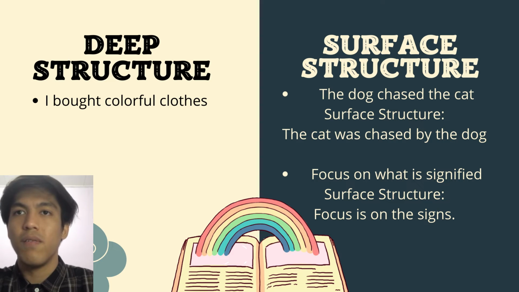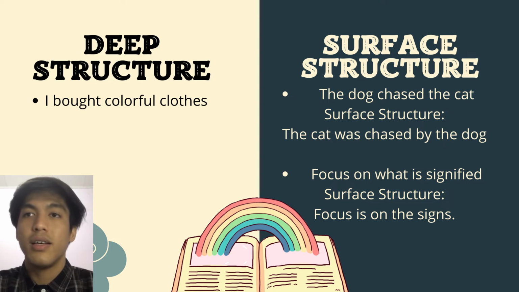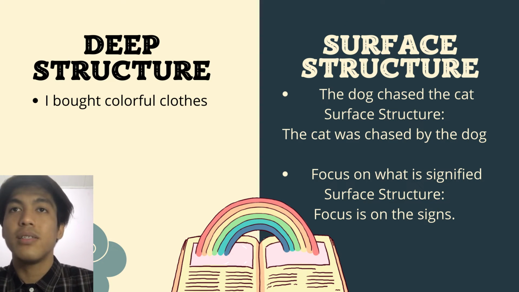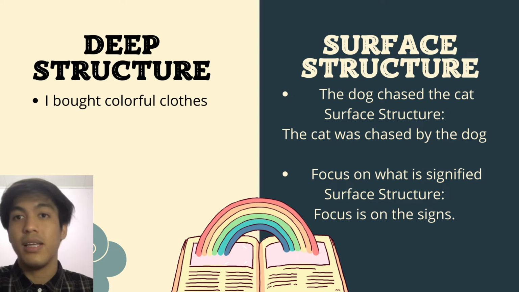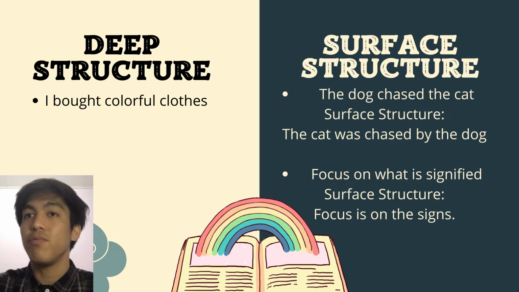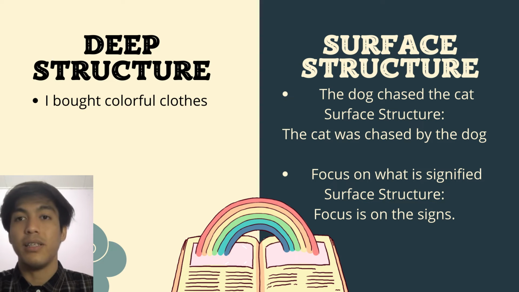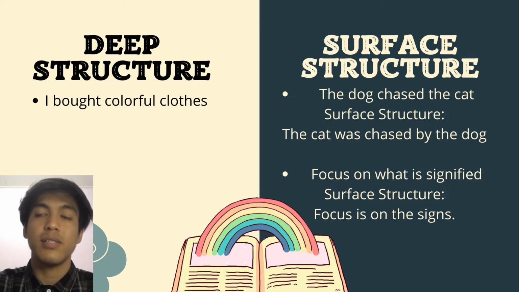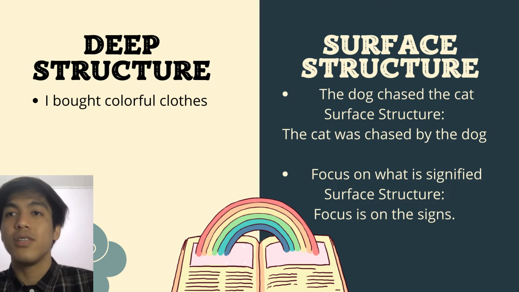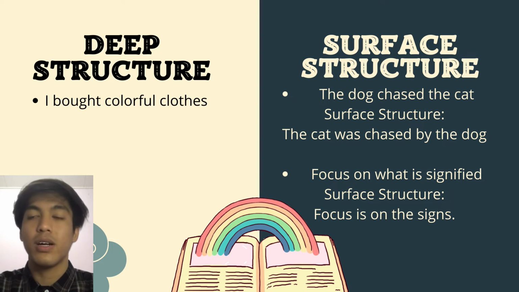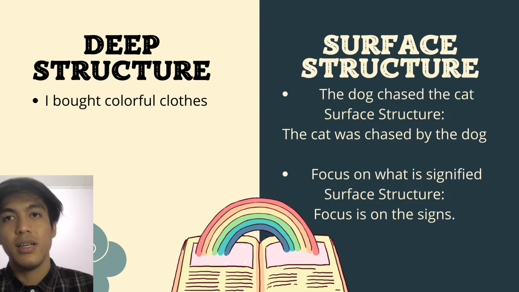The example of surface structure. Alright, the first example is the dog chased the cat. So the surface structure will be the cat was chased by the dog. And the second surface structure is focus on what is signified. So the surface structure will be focus is on the sign.